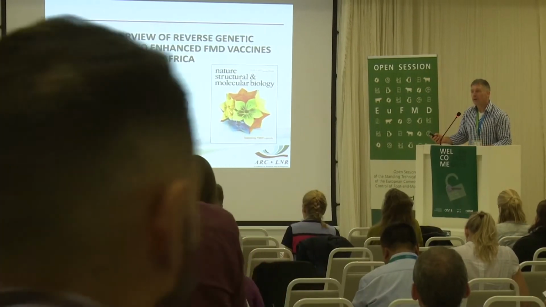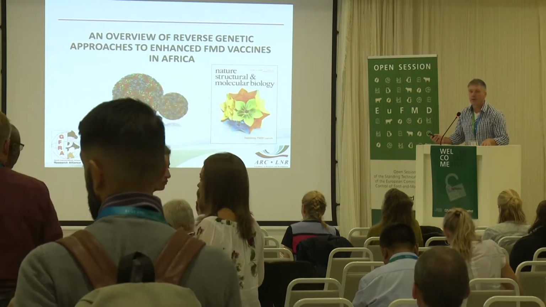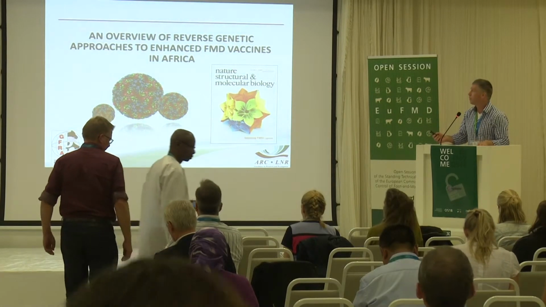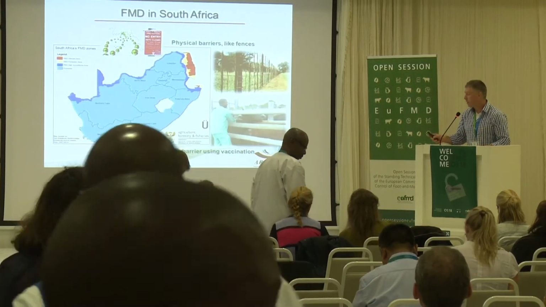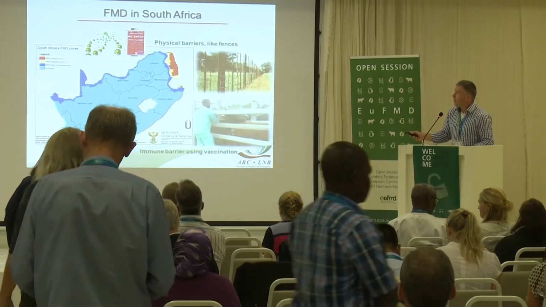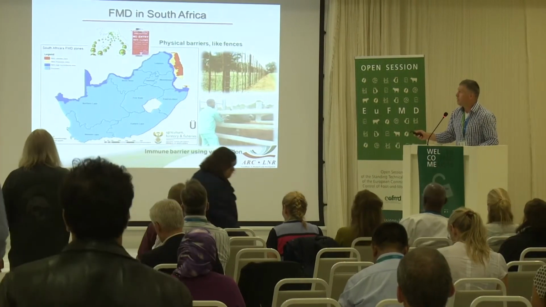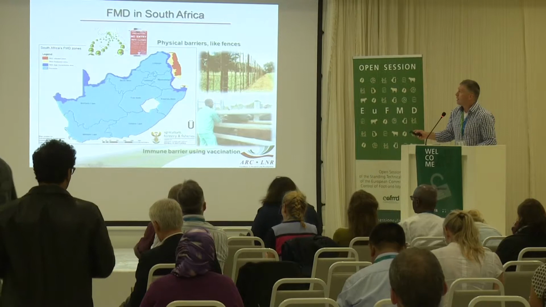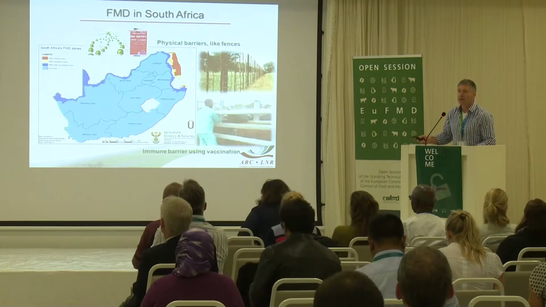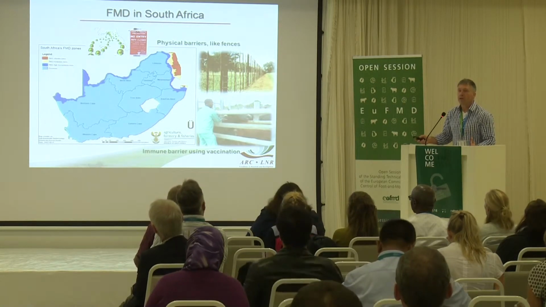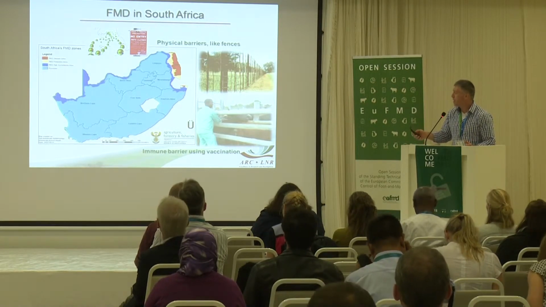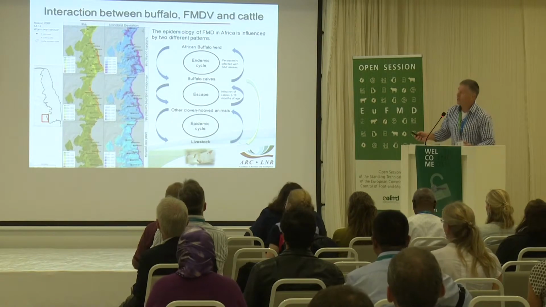So I'm going to talk about the reverse genetics approach that we have used over the last 20 years in terms of vaccine design for Africa, and especially in our region in Southern Africa. Southern Africa is mostly free of FMD, although we have it endemic in the northeast corner, and around that area where FMD is present in wildlife, we have a vaccination zone. Basically our control strategy is creating different layers of barriers, and the barriers consist of a physical barrier as well as an immune barrier.